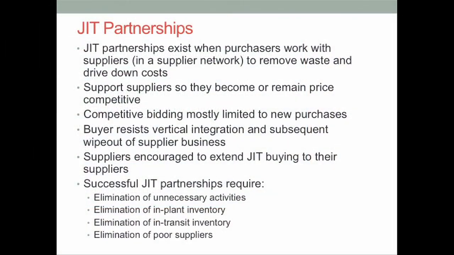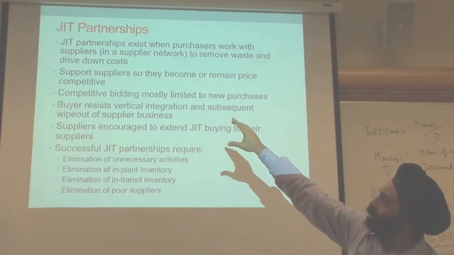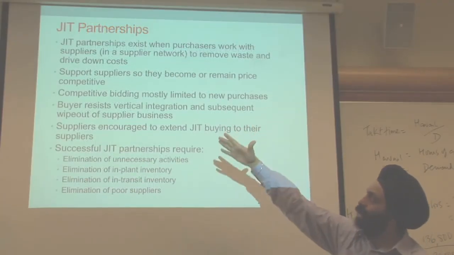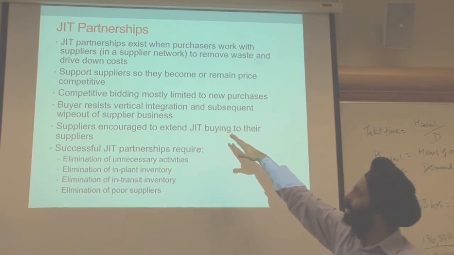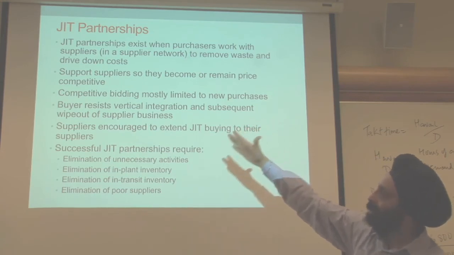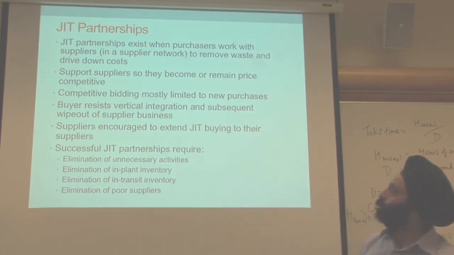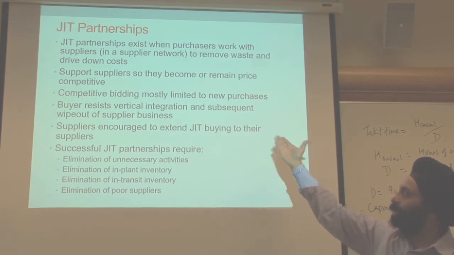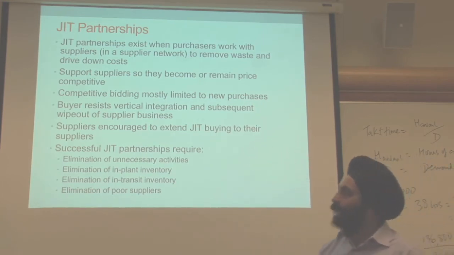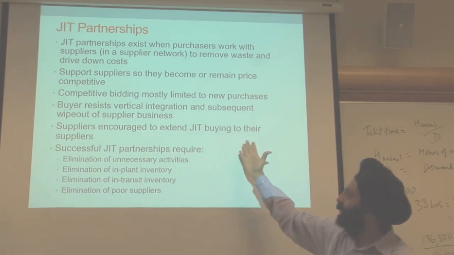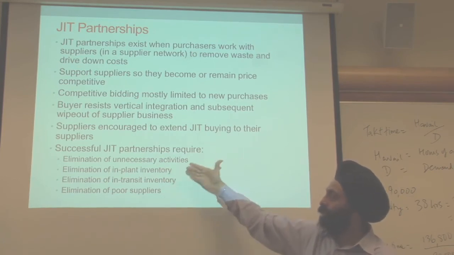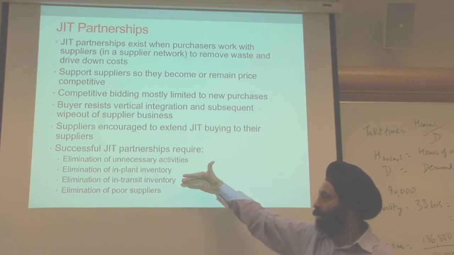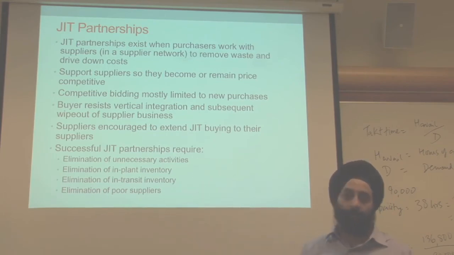And related to that are the JIT partnerships with the suppliers. The JIT partnerships exist when purchasers work with suppliers in a supplier network to remove waste and drive down cost. So support suppliers so they become or remain price competitive. Competitive bidding is mostly limited to new purchases. Buyers resist vertical integration and the subsequent wipeout of supplier business. So they are working as partners. Suppliers are encouraged to extend JIT buying to their suppliers. A successful JIT partnership requires elimination of unnecessary activity, elimination of in-plant inventory and in-transit inventory, and also elimination of poor suppliers.